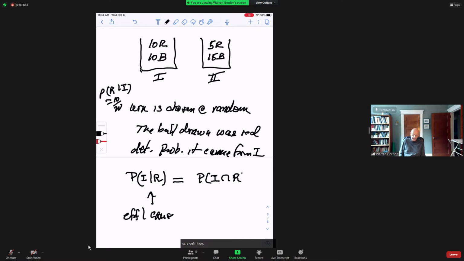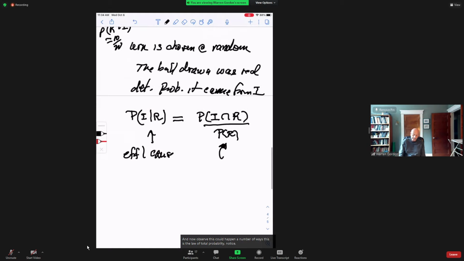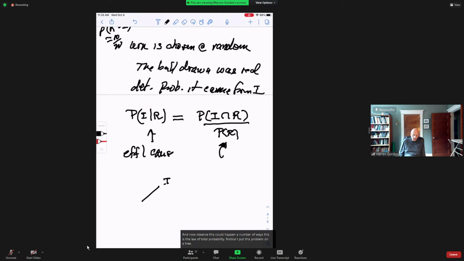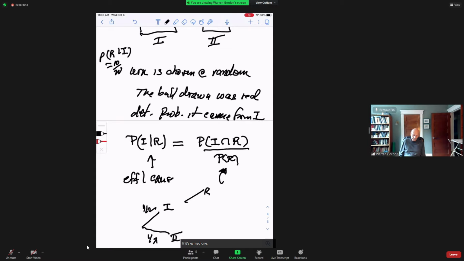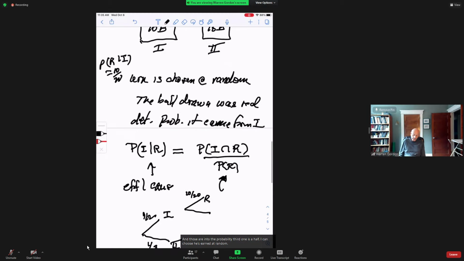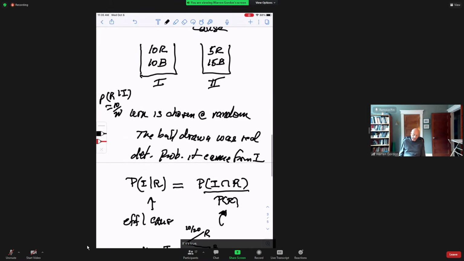Use the definition of conditional probability. And now observe, this can happen a number of ways. This is the law of total probability. Notice if I put this problem on a tree, here's urn one, and here's urn two. The probability it's urn one is a half. I can choose these urns at random. If it's urn one, the probability it's red is 10 out of 20. The other color? Blue. If it's urn two, the probability it's red is 5 out of 20.